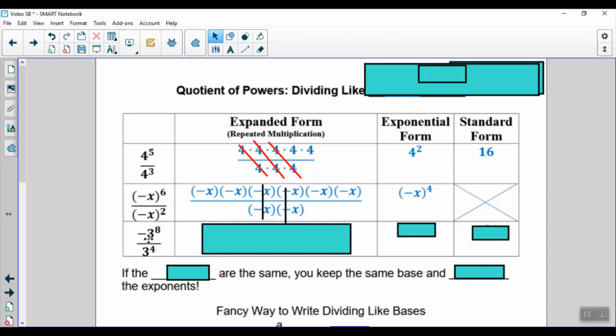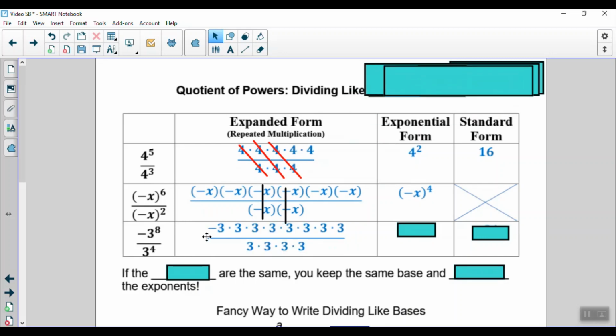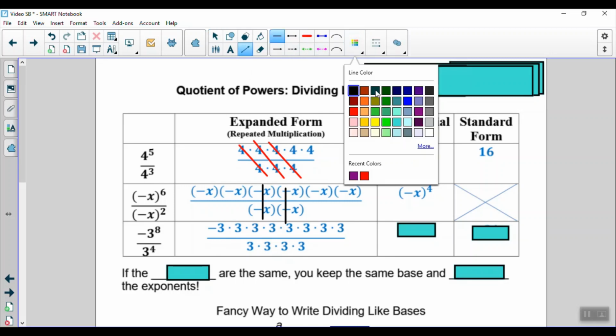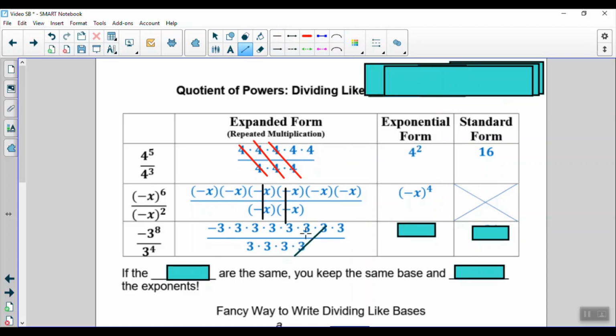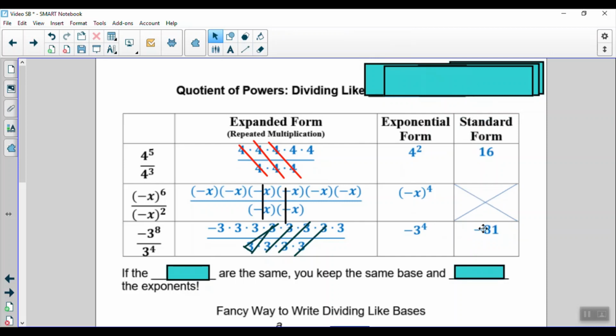Okay, negative 3 to the 8th power, because they're not all negative, right? We don't have parentheses around this, so we keep our negative, and then we do 3 8 times. And 3 to the 4th, we've got 4 of those, right? So then when we cancel stuff out, we can cancel out 4. So we have 4 left on the top, right? So we have negative 3, because we keep that negative, to the 4th power, which if we multiply that out would be negative 81.